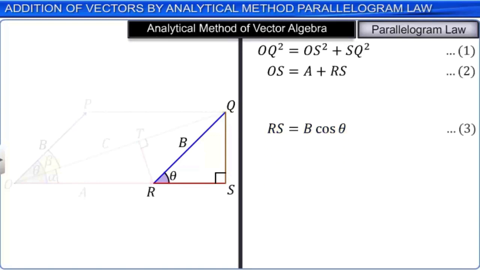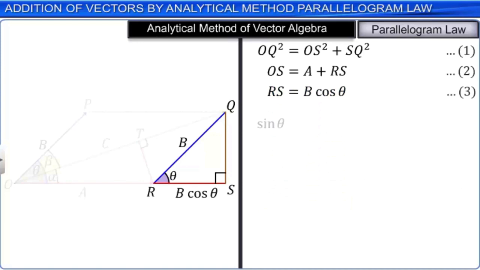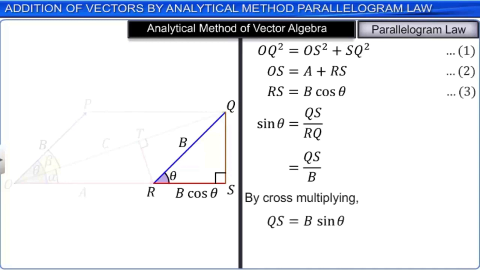Now we know the values of RS and OS. We have to find the value of QS only over here. So I'm taking the sine ratio, which is QS divided by RQ, where RQ can be written as B, so that by cross multiplying it, I can get the value of QS as B sin theta.